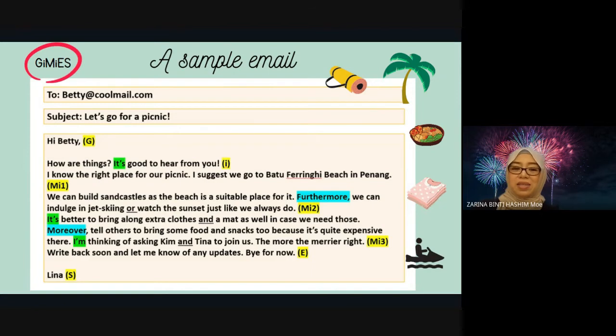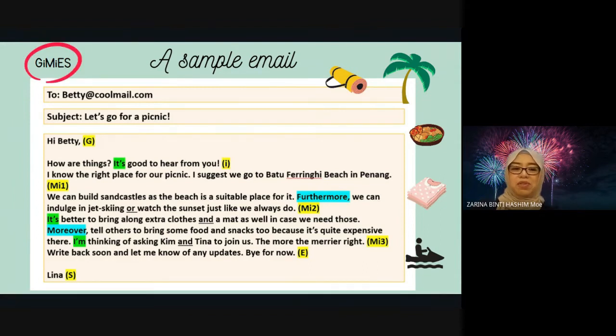I suggest we go to Batu Ferringhi Beach in Penang. Or kalau kamu nak start dengan I suggest pun boleh. That means I suggest tu dia akan jadi sebagai dia punya register lah. You can also start with I suggest we go to Batu Ferringhi Beach in Penang. So dah answer lah jawab soalan yang pertama tadi. Where shall we go? Dah ada nama tempat kan, Batu Ferringhi. So when you have that, that means your first task is being answered. Soalan pertama dah jawab.